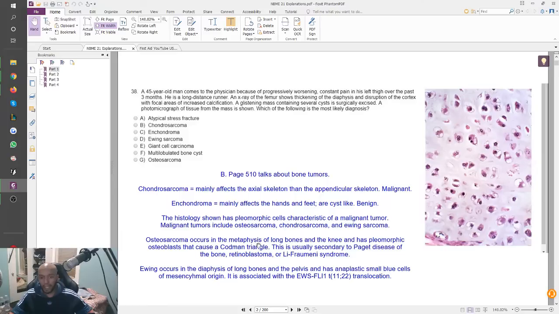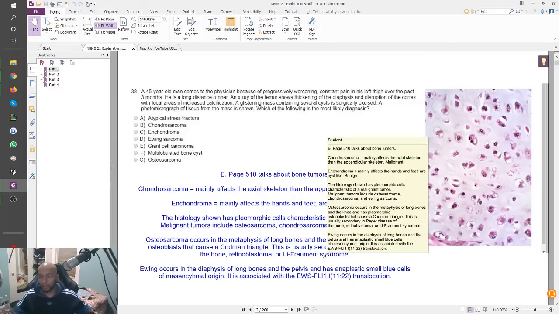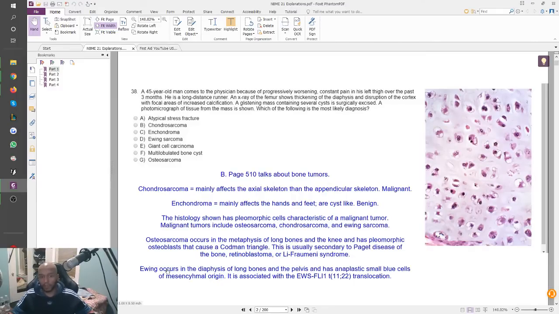Osteosarcoma occurs in the metaphysis of bones and the knee and has pleomorphic osteoblasts, which we don't see here, nor do they talk about the Codman triangle or any of the other predisposing conditions. Ewing sarcoma occurs in little kids, which automatically doesn't fit him. Okay, so we can't pick that. Now, as you can tell, there are answer choices here, so that's what, 1, 2, 3, 4, 5, 6, 7 answer choices.